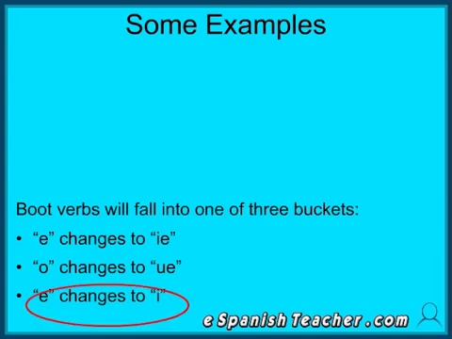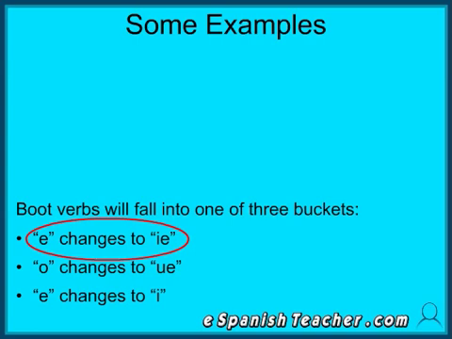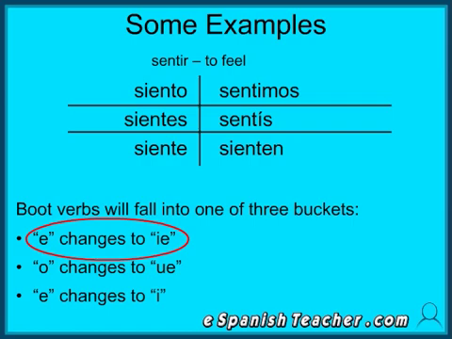Let's take a look at the first example. This first example is one where the stem changes from E to IE. Let's take a look. The verb is sentir, which means to feel. Now, if we were to apply what we've learned in the past, we would incorrectly conjugate sentir in the yo form to yo sento. But now that we know about boot verbs, we understand that sentir is a boot verb and we must change the stem as well. So like I said, this is an example where the E changes to IE. So instead of yo sento, the correct conjugation for sentir is yo siento, or I feel.